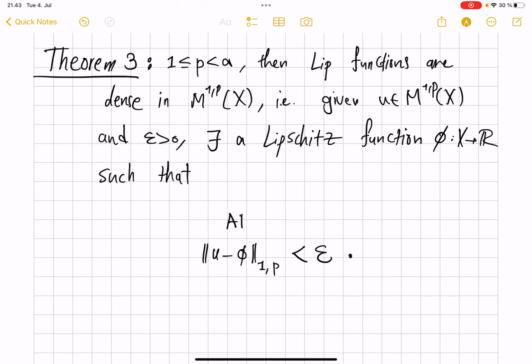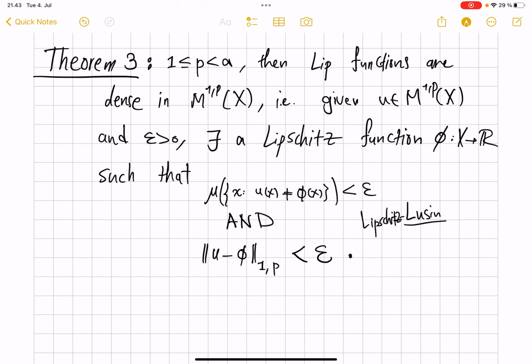But we can actually add more: that u and phi are actually equal. They coincide on a huge set. So the measure of the set of all x where u of x is not equal to phi of x is less than epsilon. So this is much stronger because it doesn't say that values of u and phi are close. This is saying that they are exactly equal, except for a very small set. And these are known in literature as Luzin properties, or we can say this is a Lipschitz-Luzin property.